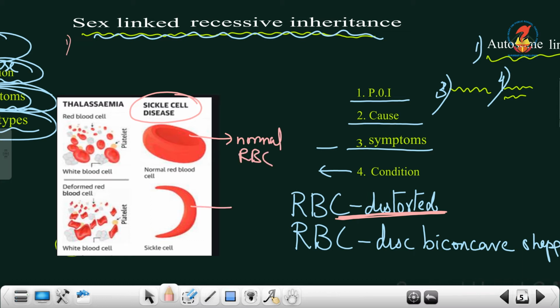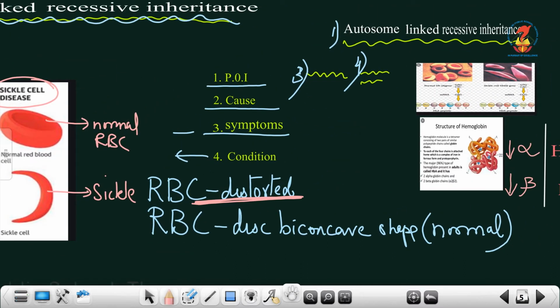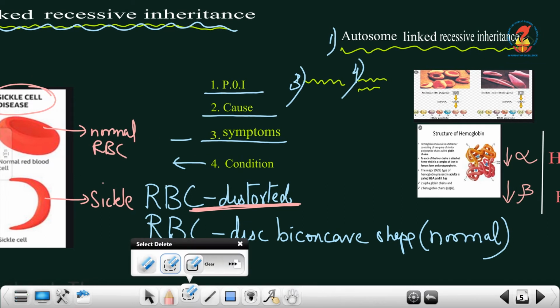But look what has happened to the shape of the RBC. It has become the shape of a sickle. Now look at thalassemia. This is a normal RBC, but look at the shape. Look, disfigured. It has become disfigured. In both cases, the RBC gets distorted. Now, the reason is different.